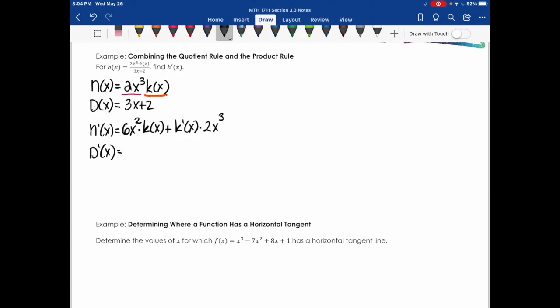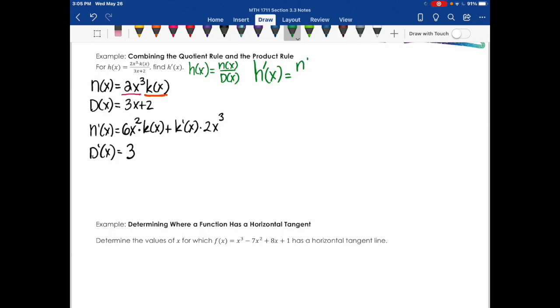Now let's find our derivative for d of x. If I take the derivative of 3x plus 2, that's going to give me 3. So now let's find the derivative of h of x. And remember, we replaced h of x as n of x over d of x. We wrote that as two separate functions using substitution so it doesn't get as messy.